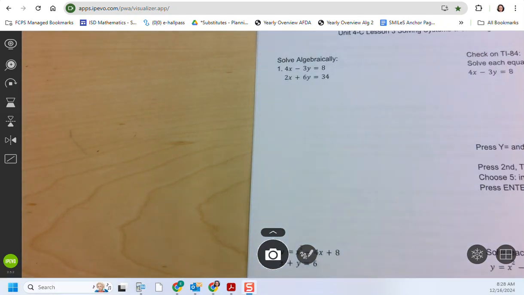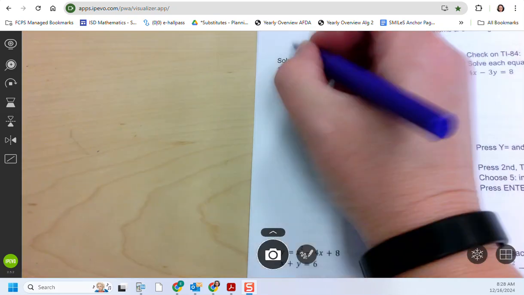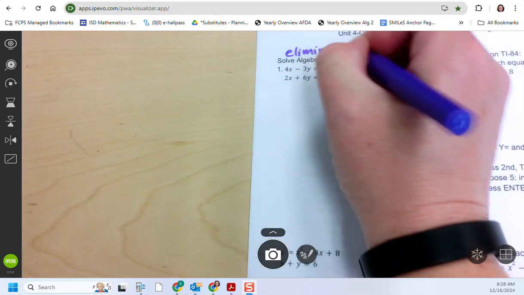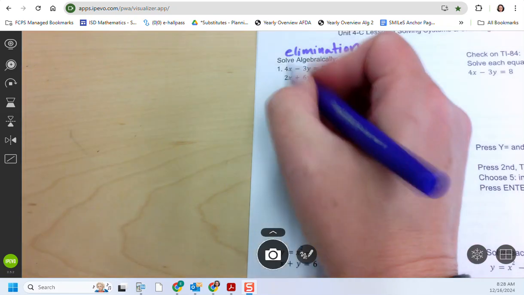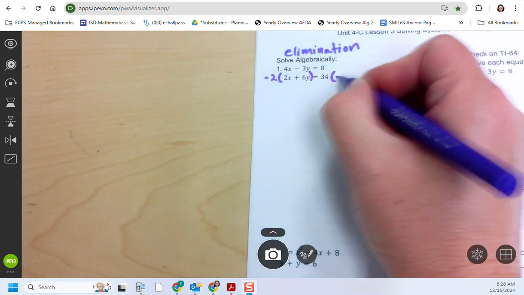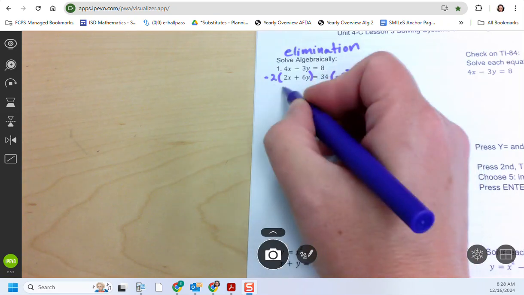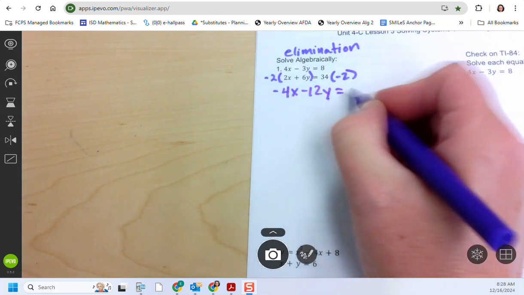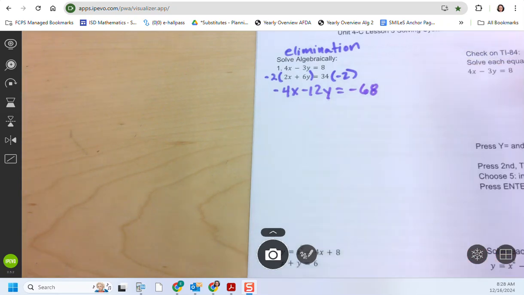All right, so we started this first problem together using elimination. You actually could have eliminated either the x or the y, but we decided to eliminate the x by multiplying by -2. And then you got negative 4x minus 12y equals negative 68.